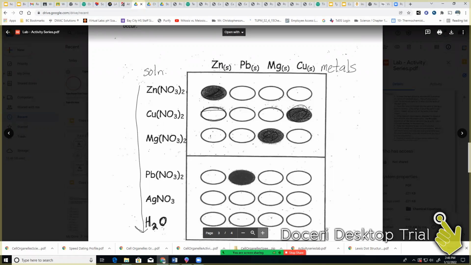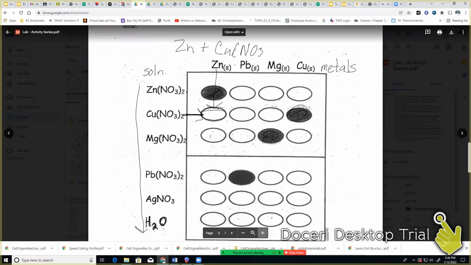So let's look at this one. And I'm going to draw an equation. You don't have to. You can if you want to. So if I look at this well, I'm going to put a piece of zinc. That's going to be one of my reactants. And then the solution will be plus copper nitrate. Whoops.